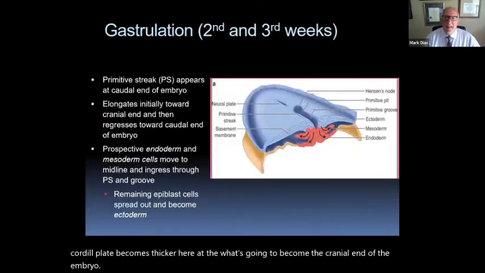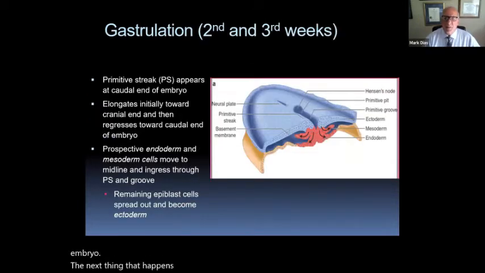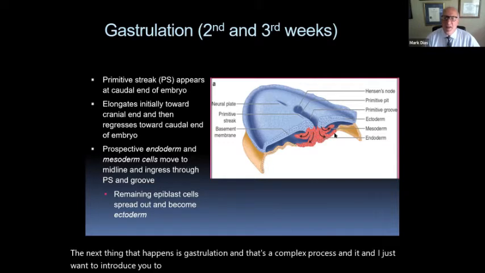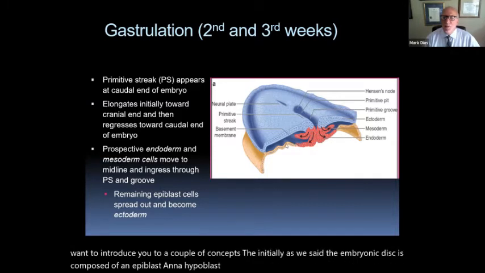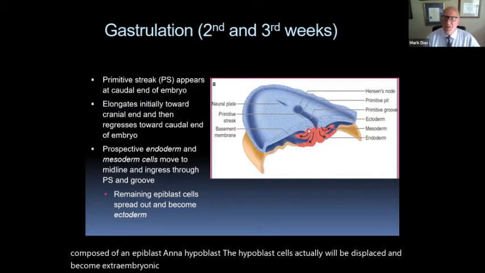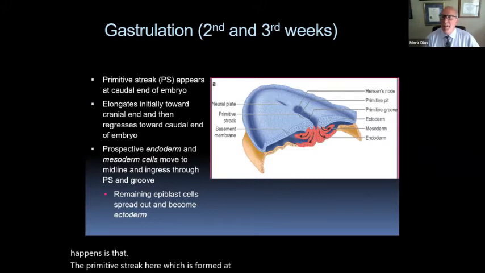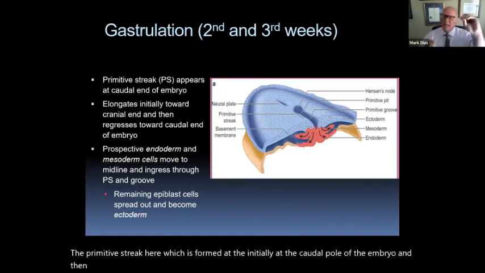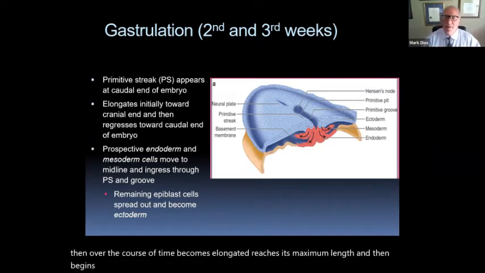The next thing that happens is gastrulation, and that's a complex process. I just want to introduce you to a couple of concepts. Initially, as we said, the embryonic disc is composed of an epiblast and a hypoblast. The hypoblast cells will be displaced and become extra-embryonic tissues. The reason this happens during gastrulation is that the primitive streak, which is formed initially at the caudal pole of the embryo, then elongates, reaches its maximum length, and then begins to regress back toward the caudal end of the embryo.